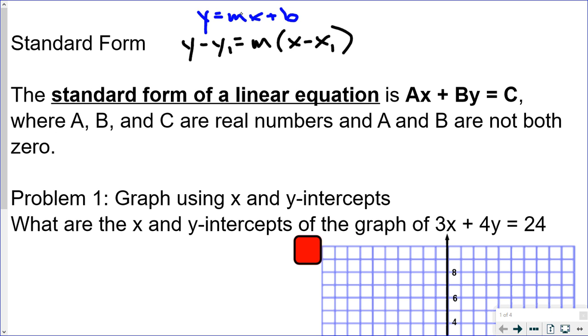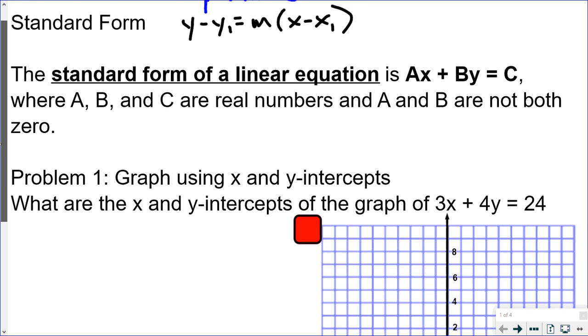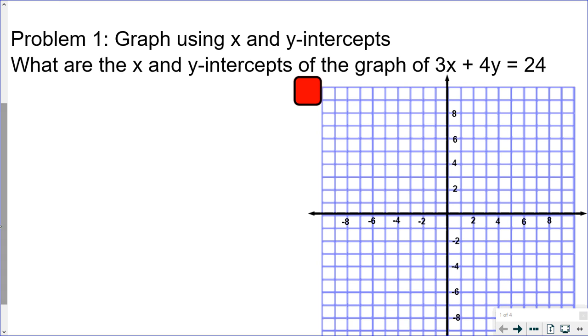Well, quick review, remember with slope-intercept form, we graphed using the y-intercept and then rise over run for the slope. Graphing in point-slope form, you use the point, x1, y1, and the slope, rise over run. So in standard form, we don't have the slope and we don't have an intercept. So we need a different technique for graphing this. So let me write this down here. So they want us to graph 3x plus 4y equals 24. And it said, what are the x and y intercepts of the graph of this?